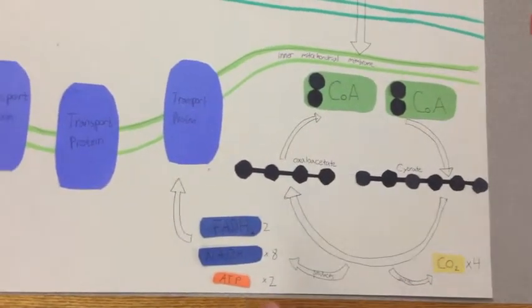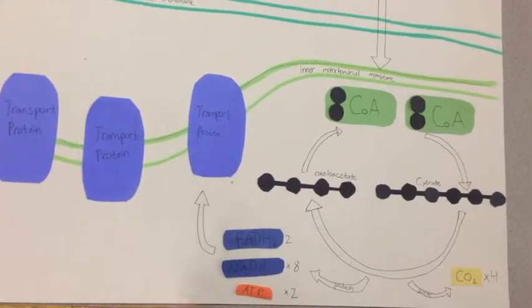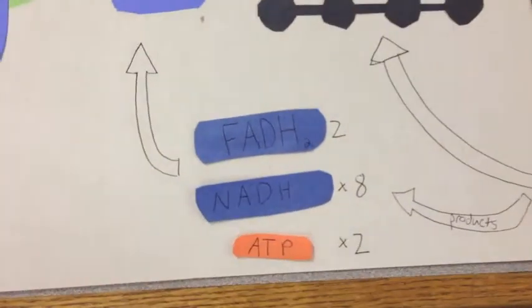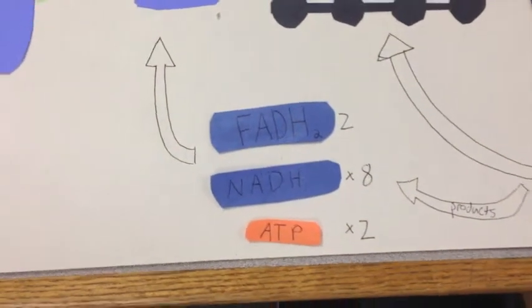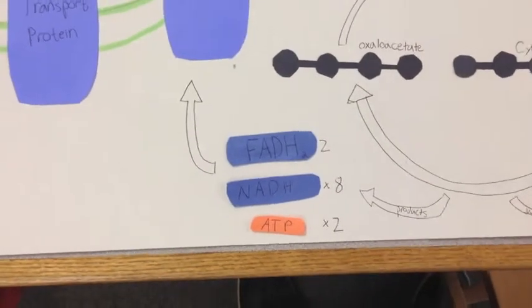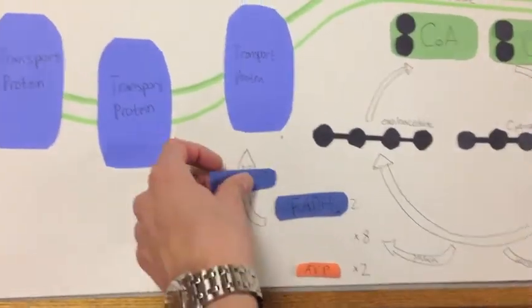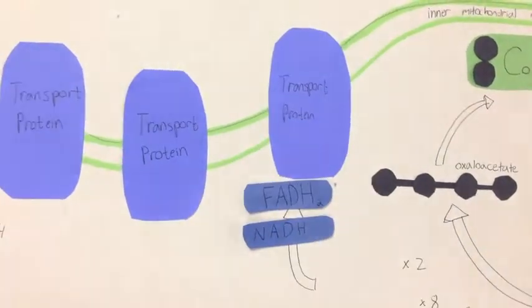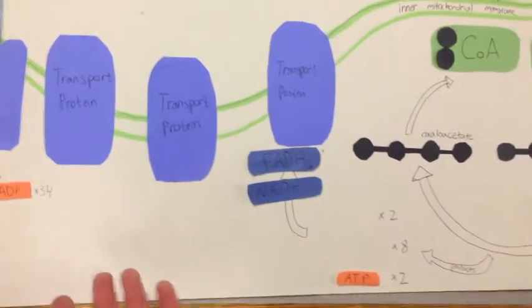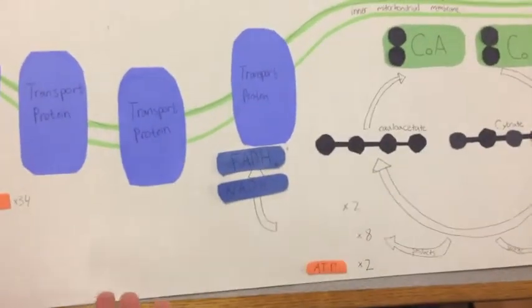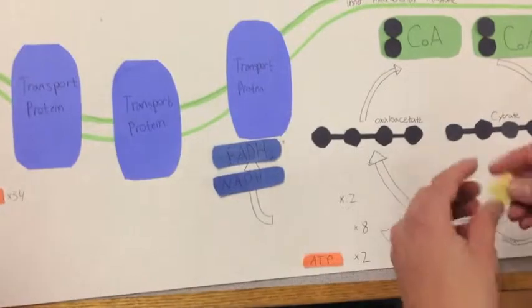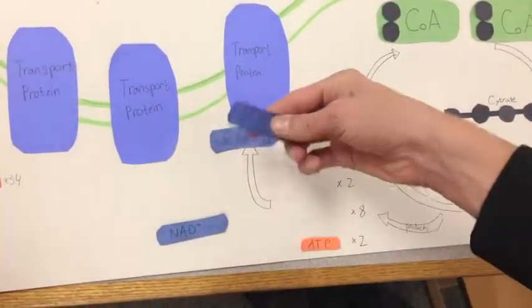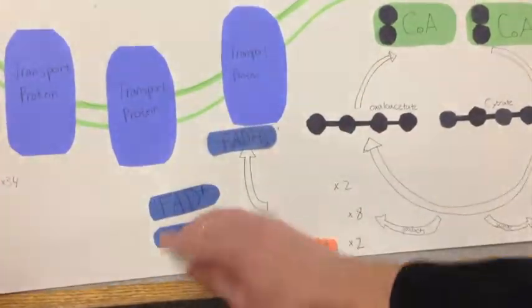The important products for the next stage of cellular respiration are 2 FADH2, 8 NADH, and 2 ATP. The ATP can immediately be used for cellular processes, but the NADH and the FADH2 are used to react with the first transport protein in the electron transport chain, which is the third stage in cellular respiration, effectively giving up their electrons and their hydrogens to become FAD plus and NAD plus.